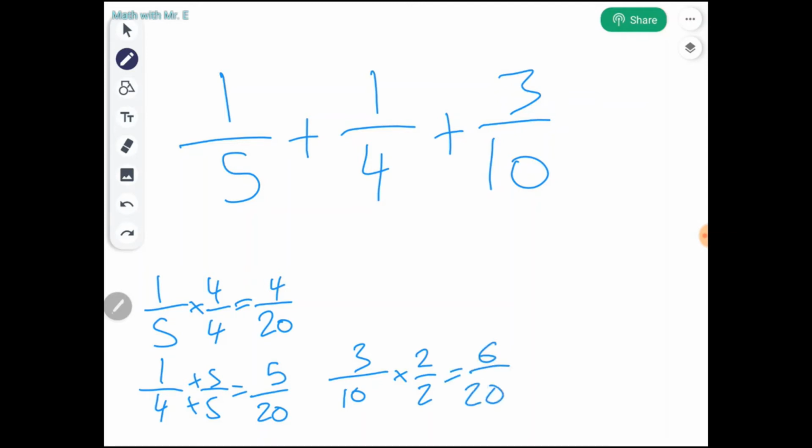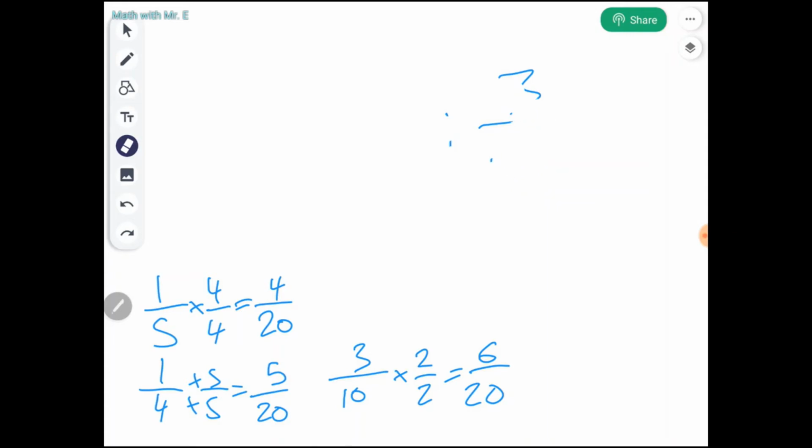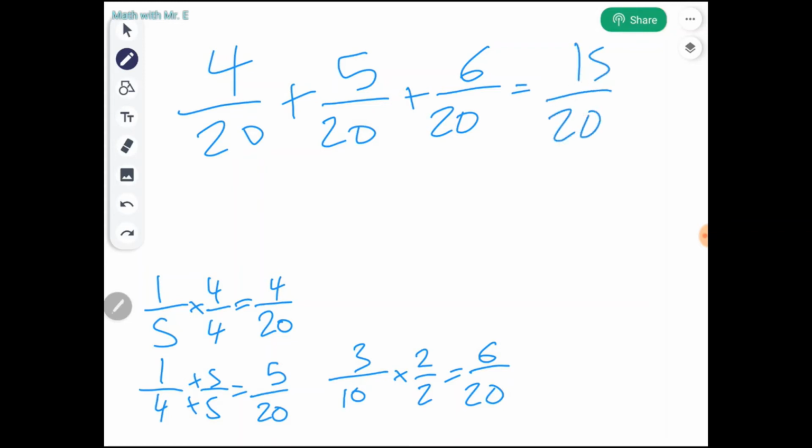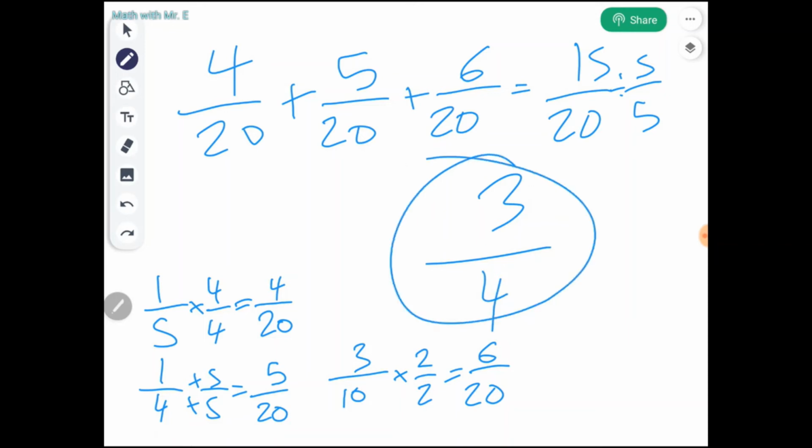So now we can go ahead and add these. Let's just erase those. And we can now do 4/20 plus 5/20 plus 6/20. 4 plus 5 is 9, and 9 plus 6 is 15. So the answer would be 15/20, which we can then simplify, divide those both by 5, and we get 3/4. So that is how you can add fractions.